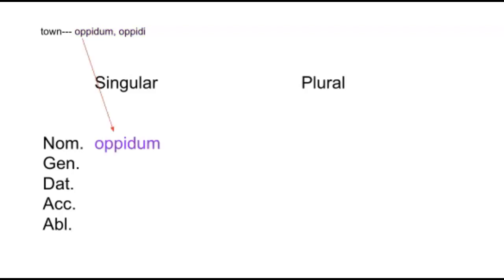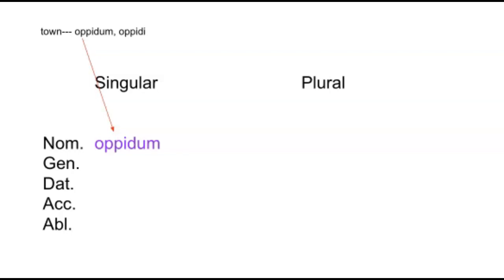As always, we start off by setting up our chart, and for this example, we're going to do the word for town. The word for town is oppidum, oppidi, and then our next step is we drop and stop the first form. We don't add anything. We don't take anything away.